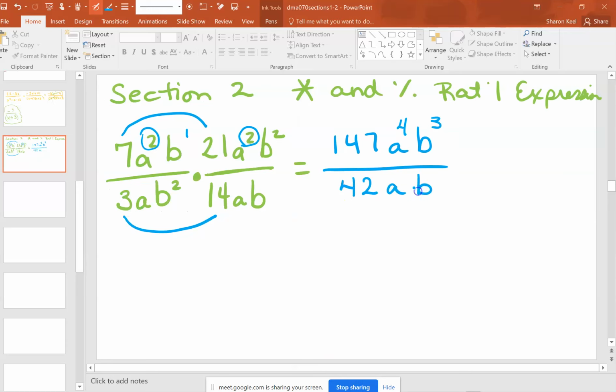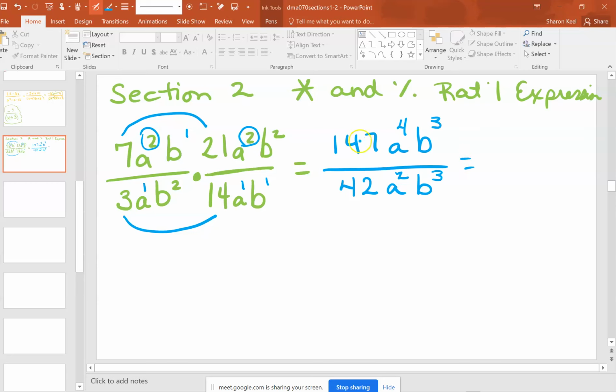Now with our A and our B, this A is a 1, this A is a 1. 1 plus 1 is 2. Here we've got a 2 and a 1. 2 plus 1 gives me 3. So right now, aren't you feeling like you're doing a DMA60 review, section 1? Like base, add the exponents.